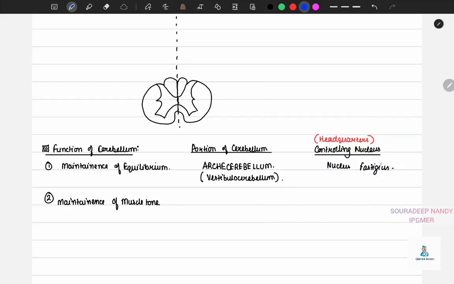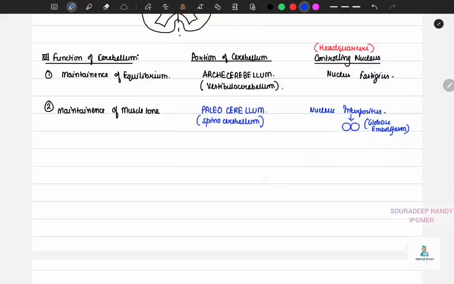Then maintenance of muscle tone. It is controlled by the paleocerebellum. In the physiological part, responsible is the spinocerebellum. The controlling nucleus is called the nucleus interpositus. This nucleus interpositus consists of two closely placed nuclei. One is the globose, another is the emboliform. So globose and emboliform nucleus.